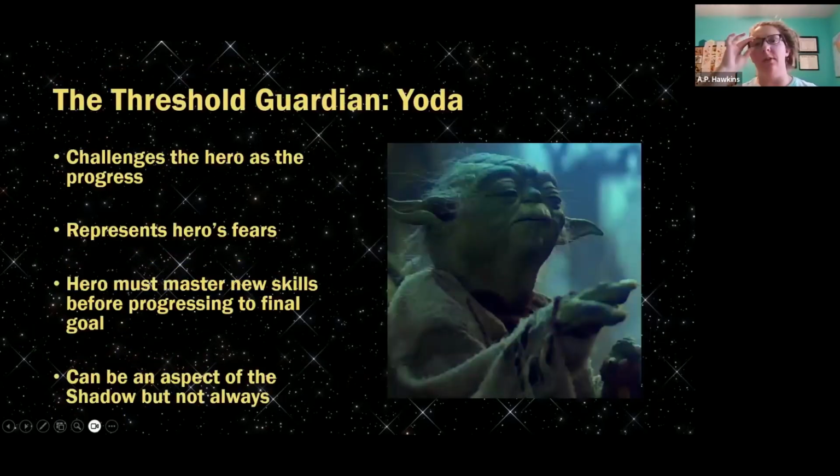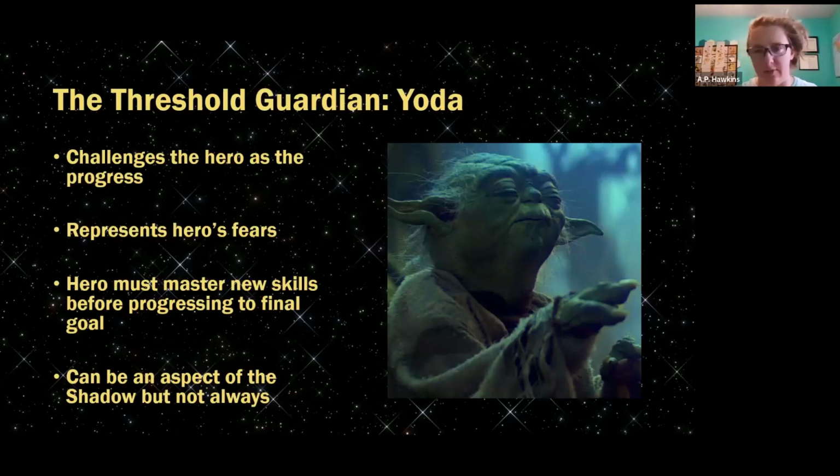So the last character archetype that we have is the Threshold Guardian, who is a character that challenges the hero as they progress through their story. And they represent the hero's fears and force the hero to master new skills. And so this is Yoda. Luke goes to Dagobah to train with Yoda, and Yoda serves as an obstacle for him. And Luke has to succeed at Yoda's training before he can face Vader.